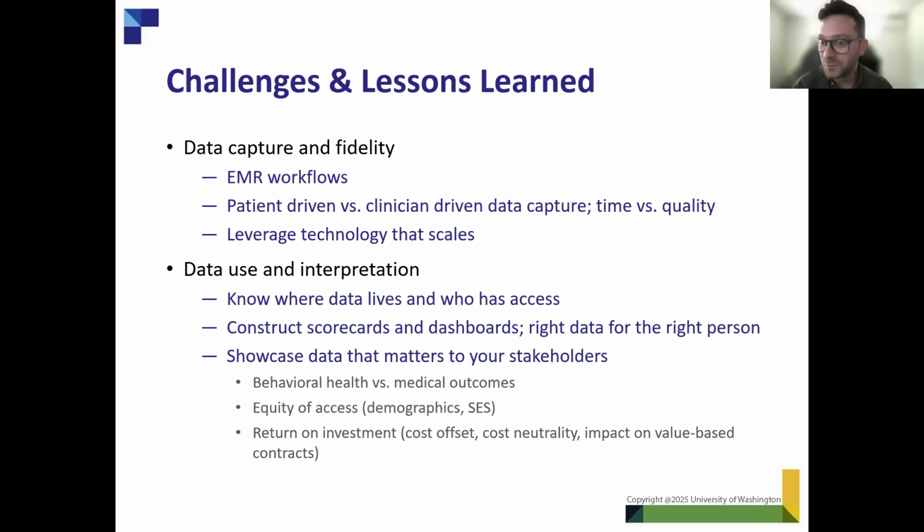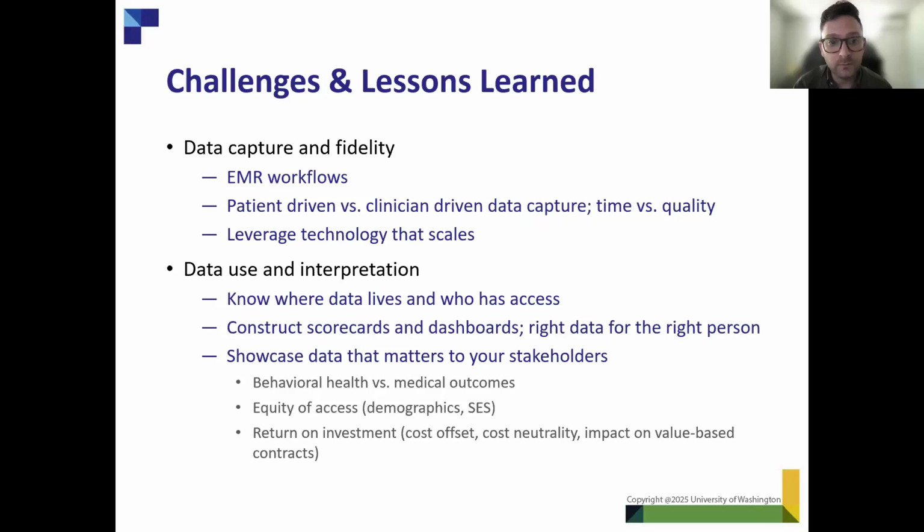And as I kind of alluded to is, how can we leverage things that scale really, really well in this space to help improve efficiency? And so that's like leveraging things like technology, your EHR, ways to communicate with your patients in order to capture information in a way that's timely and efficient.